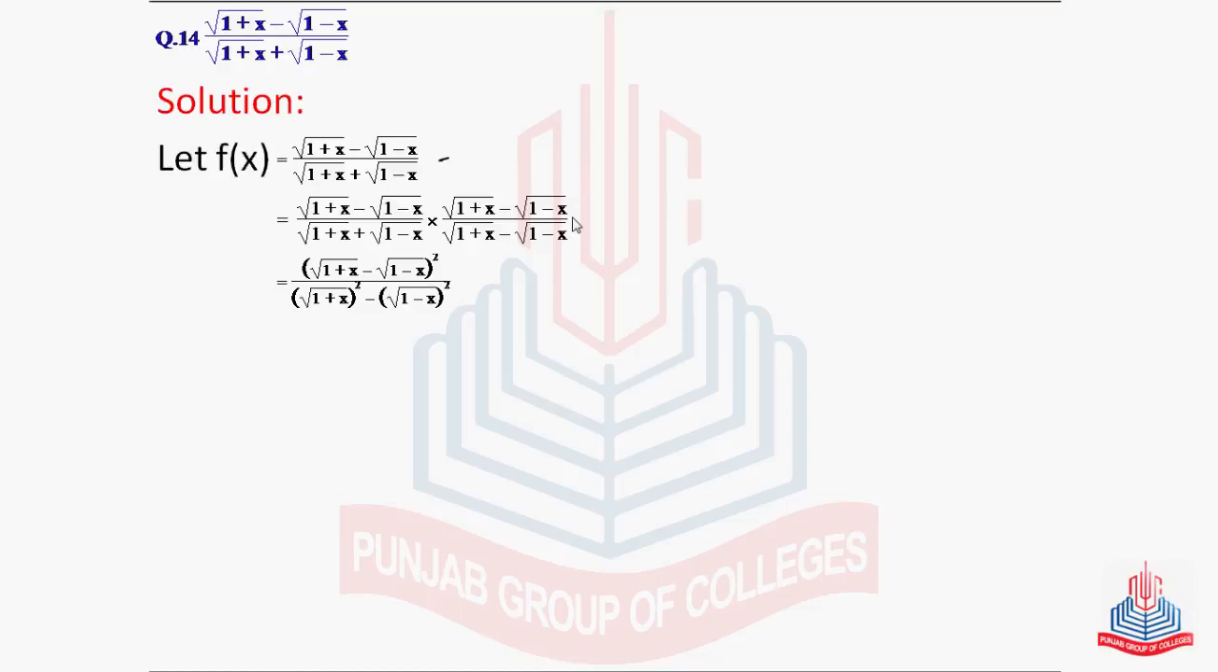So the numerator is of the form a minus b into a minus b, that is a minus b whole square, so that will become (square root of 1 plus x minus square root of 1 minus x) whole square. In the denominator this is of the form a plus b and a minus b, so there will be the formula a square minus b square, so (square root of 1 plus x) whole square minus (square root of 1 minus x) whole square.